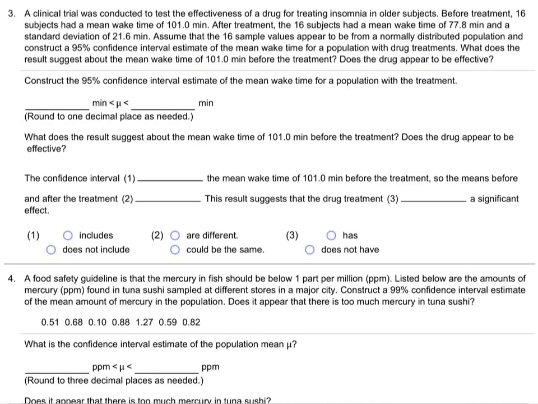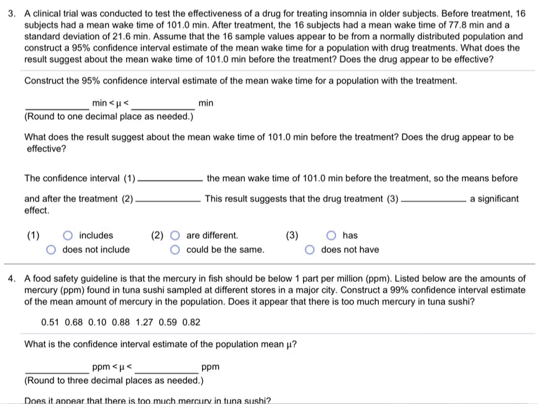A clinical trial was conducted to test the effectiveness of a drug for treating insomnia in older subjects. Before treatment, 16 subjects had a mean wake time of 101.1 minutes. So they were awake during the night for 101.1 minutes. That's too bad. It's a lot of wake time. That's almost 2 hours, huh?